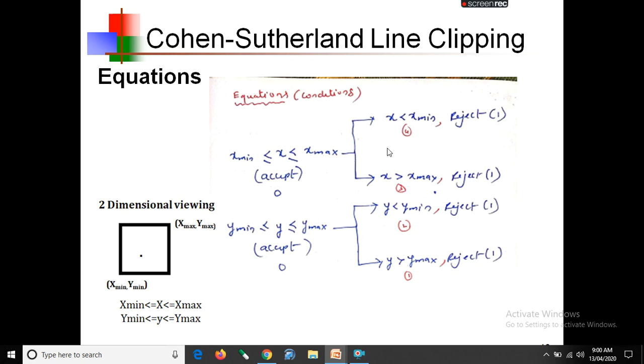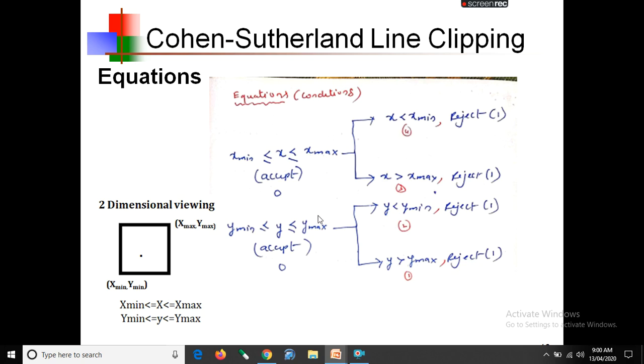This is with respect to the x coordinate. The same applies to the y coordinate. If the given endpoint's y coordinate position is less than y minimum, then we need to reject. If the y coordinate position is greater than y maximum, then also we need to reject. So these are the 4 conditions, and we get 4 bits. The first bit is y is greater than y max. The second bit is y is less than y min. The third bit is x is greater than x max. The fourth bit is x is less than x min.